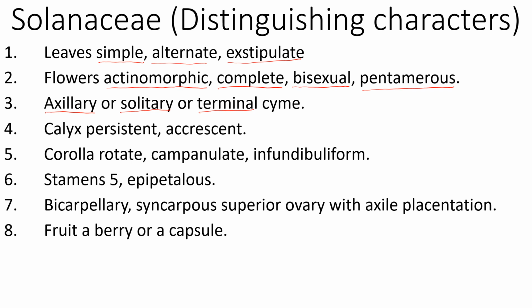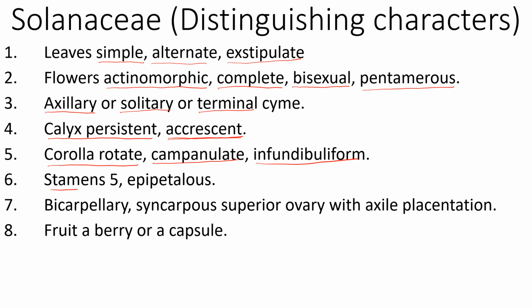Another distinguishing character is persistent calyx, and the subtype of that persistent calyx is accrescent, which grows along with the size of the fruit. So, bigger the fruit, bigger the size of persistent calyx, that is called as accrescent calyx. Corolla is rotate or campanulate or infundibuliform, which means funnel shaped, which can be seen in Datura.